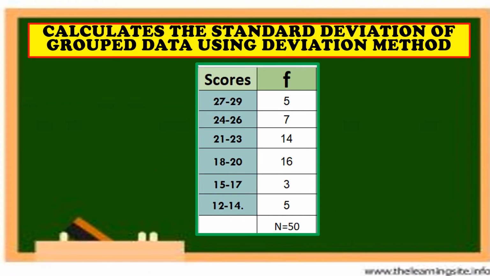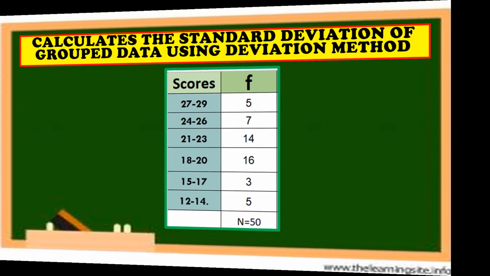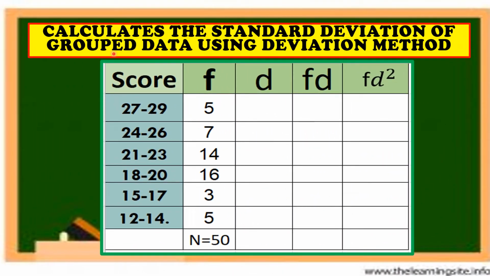Calculating the standard deviation of grouped data using the deviation method. We are now ready to calculate the standard deviation of grouped data using the deviation method. First, we will find the deviation. So we'll start at the bottom: 0, 1, 2, 3, 4, 5. Then after that, we will multiply F and D.